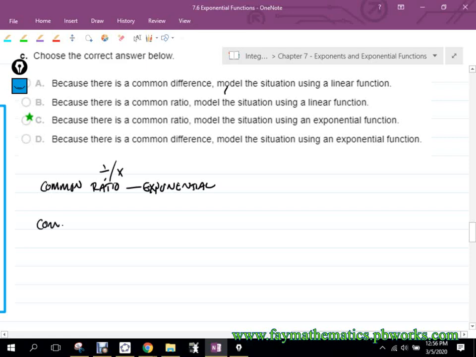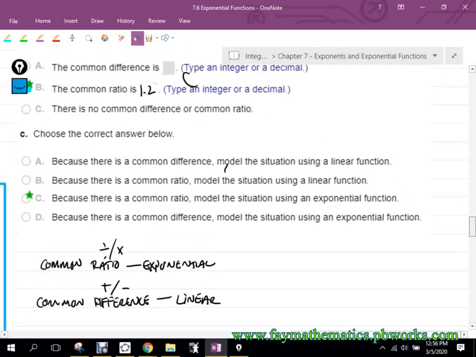A common difference is adding or subtracting, right? And a common difference will take you to a linear function. Okay, so we've got a ratio. We're multiplying one y value by something to get the next one, okay? So that's a common ratio. So this is gonna be exponential.